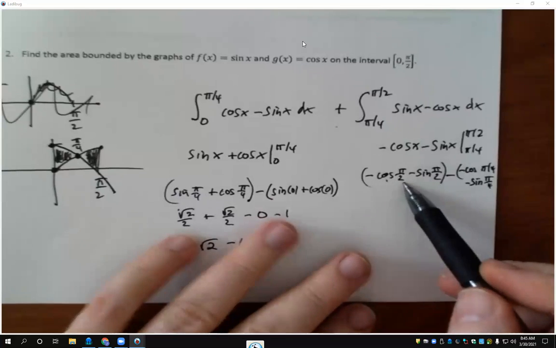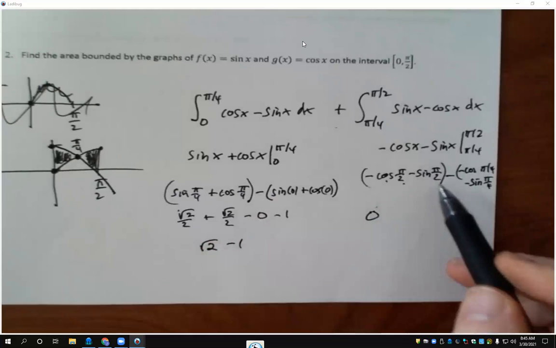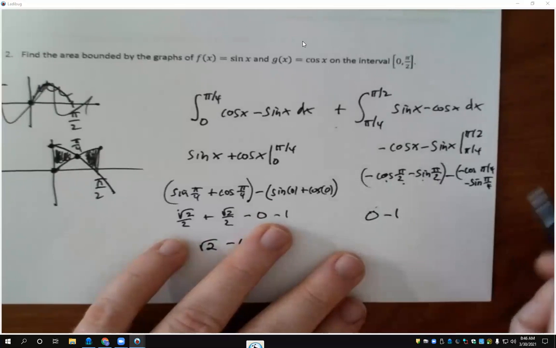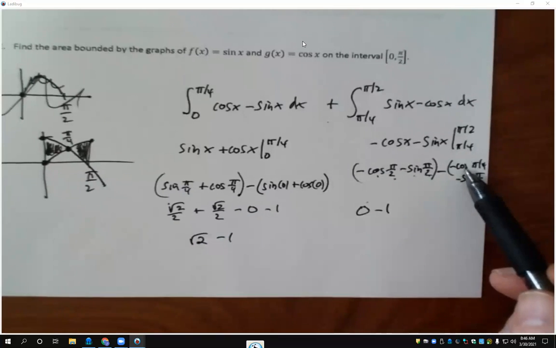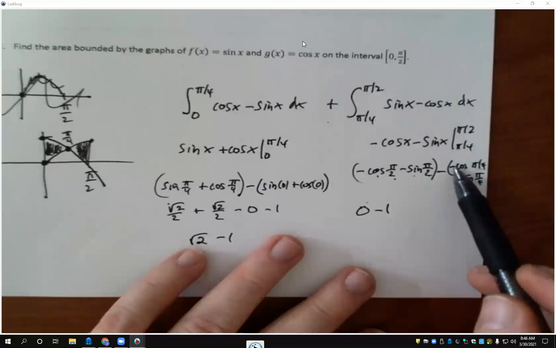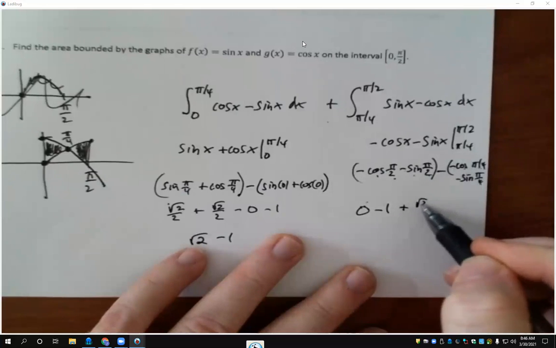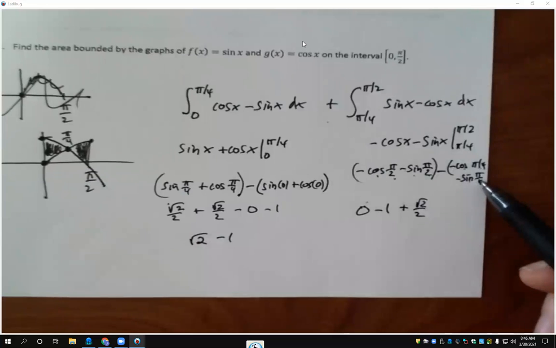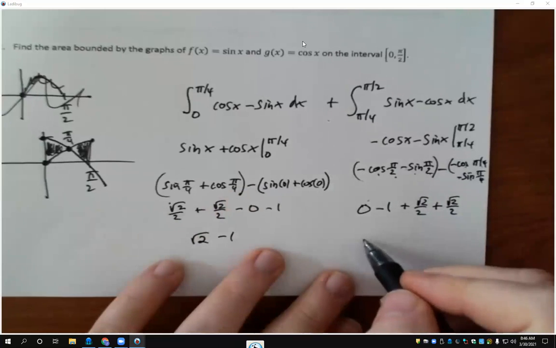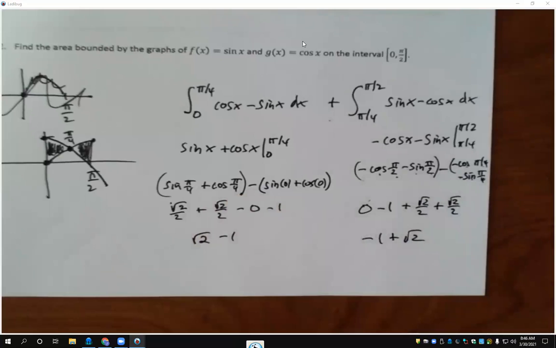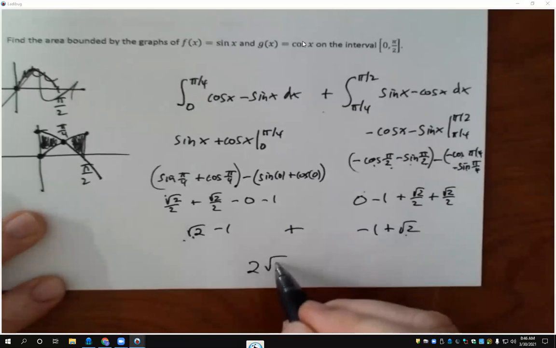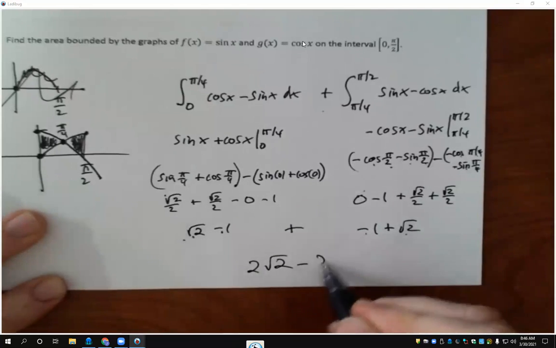All right, so the cosine of pi over 2 is 0, so you get 0 for the first one. The sine of pi over 2 is 1, but it's negated, so you get negative 1. The cosine of pi over 4 is radical 2 over 2, and it's double negative, so it's going to be a positive radical 2 over 2. And the sine of pi over 4 is radical 2 over 2, double negated is radical 2 over 2. So this gives me -1 plus radical 2. And then I'm adding these two answers. So radical 2 plus radical 2 is 2 radical 2. And -1 plus -1 is -2.